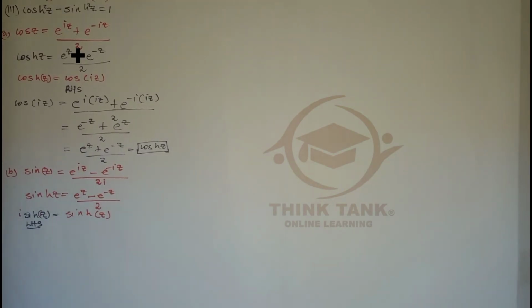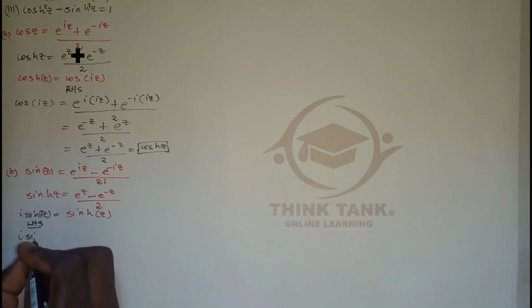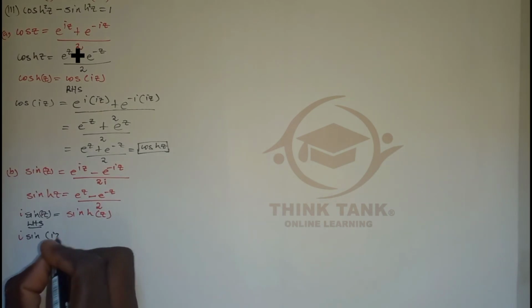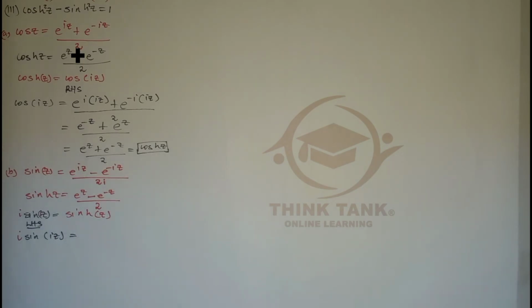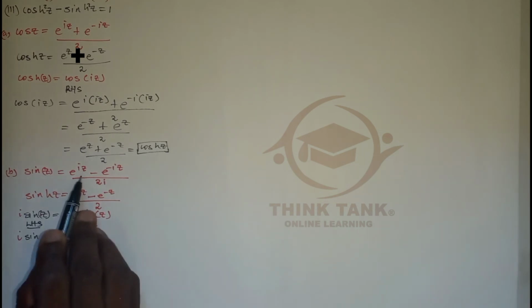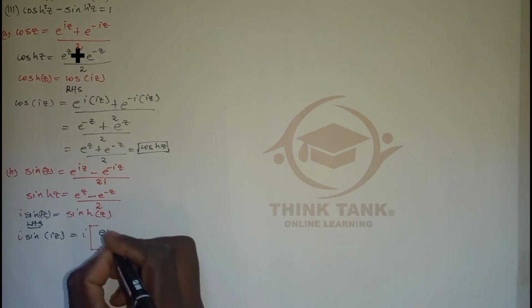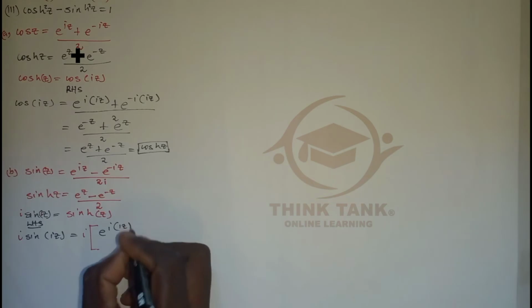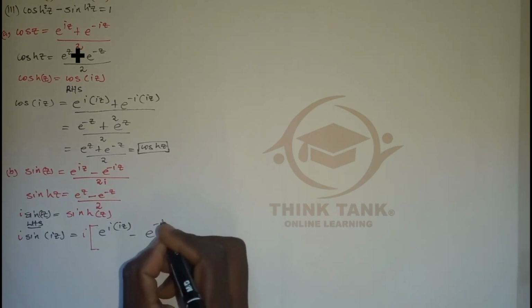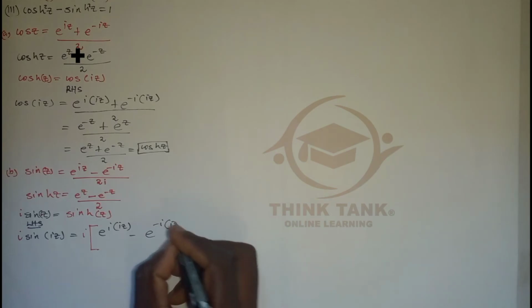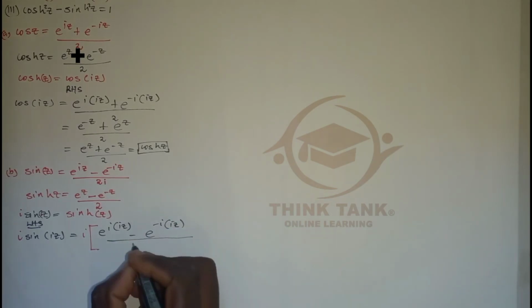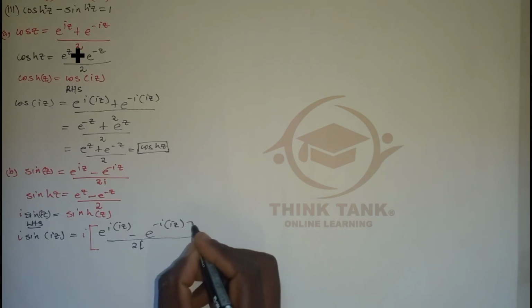We have i here. i sin iz is going to be equal to i, let me put a bracket here, and for sin z see the identity for sin z. Now it's going to be e to the power i, and you're going to have iz here, since the angle has changed, minus e to the power negative i, and you're going to have iz here. And we're going to divide this by 2i.